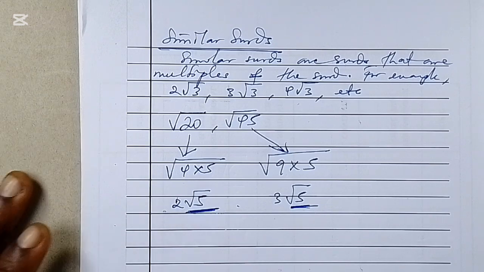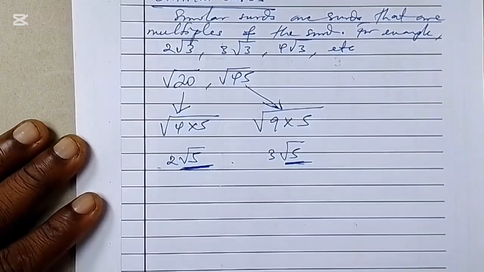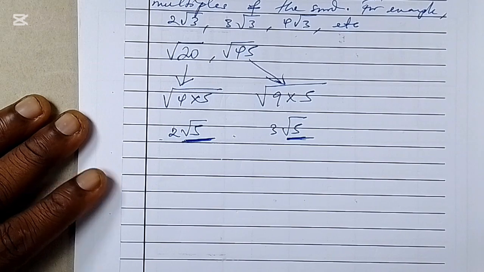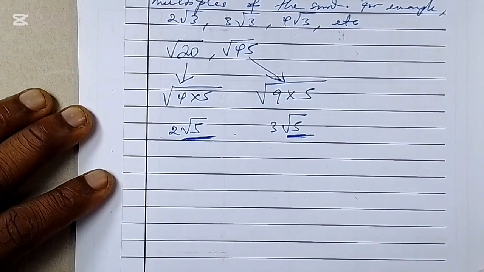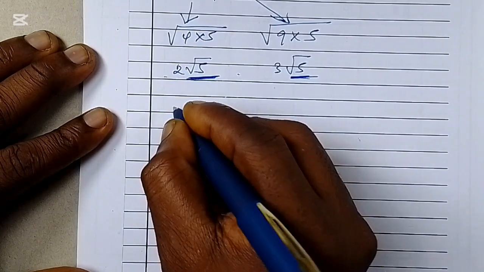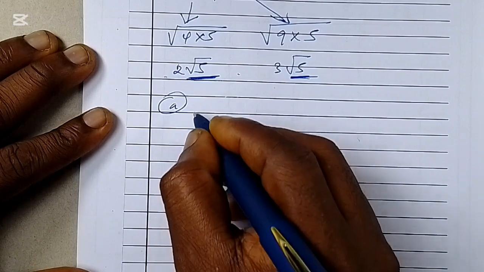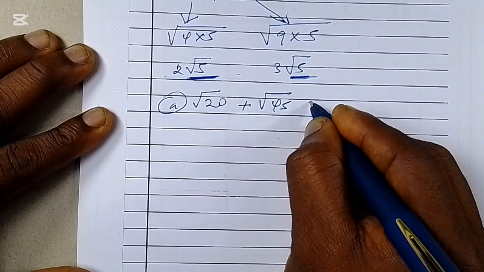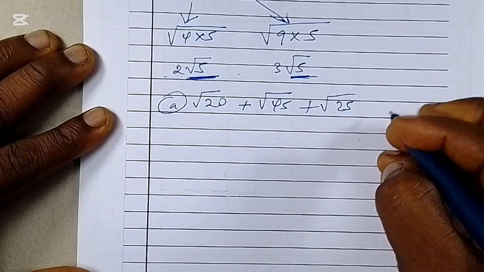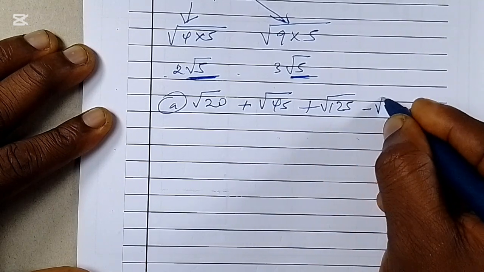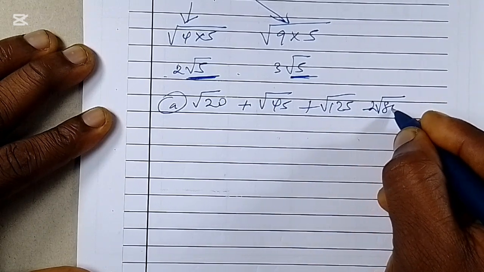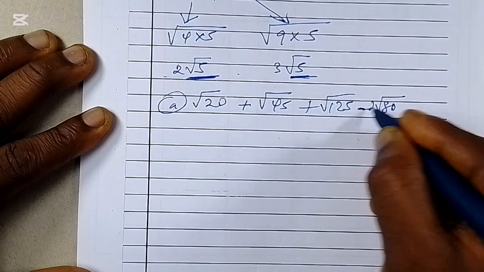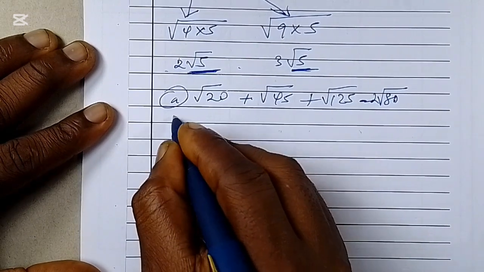Now, guys, why is it important to understand similar surds? It is important to understand similar surds because you can use them in simplifying problems in surds. So let's look at an example. If you were asked to simplify a surd like this, the root of 20 plus the root of 45 plus the root of 125 minus the root of 80. Let's assume we're given a problem like this. How do you simplify it?